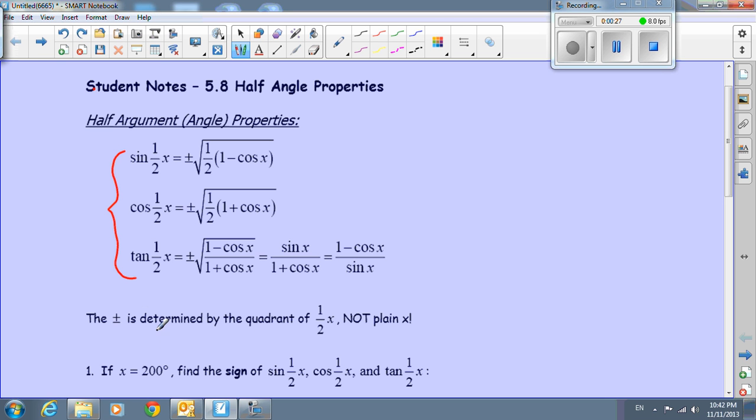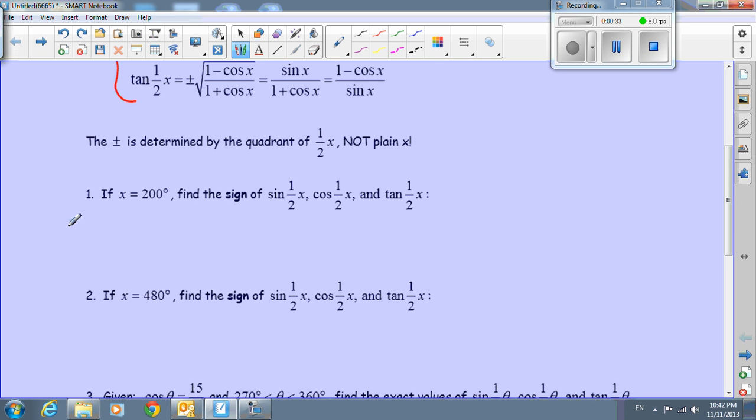In fact, the plus or minus is determined by the quadrant of 1/2 x, not by plain x. For instance, if x is equal to 200, we know 200 is, well, you can figure out what quadrant 200 is. Knowing that this is 0, this is 180, 200 is located somewhere here. However, x is equal to 200, we need to know what 1/2 of x is. 1/2 x is equal to 100, and 100 is located in this quadrant.